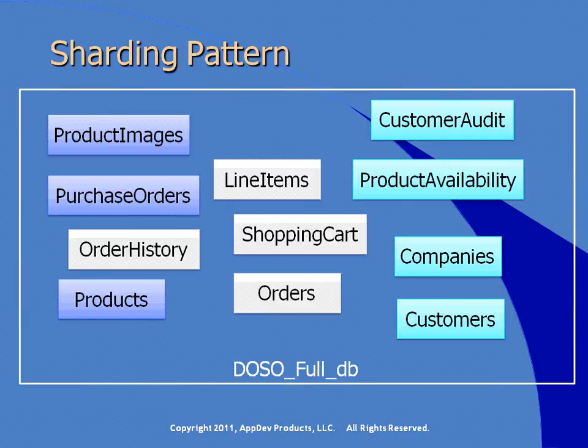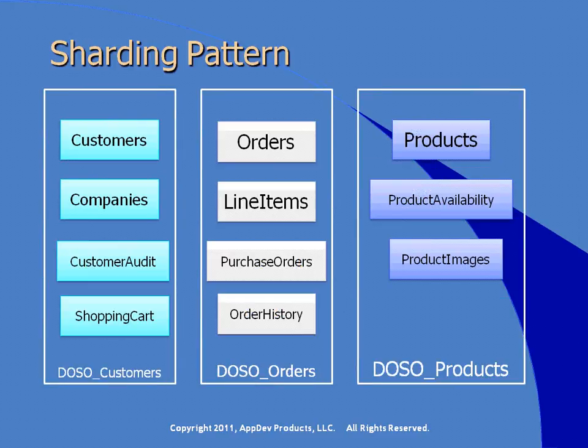For example, here I have Day Old Sushi Online, a single database that includes products, orders, and customers. The question is, if I move this into Azure, how do I shard this data? And I actually have several options for doing that. One way of doing this is to create 3 different databases with customers in one database, orders in another database, and products in a third database.